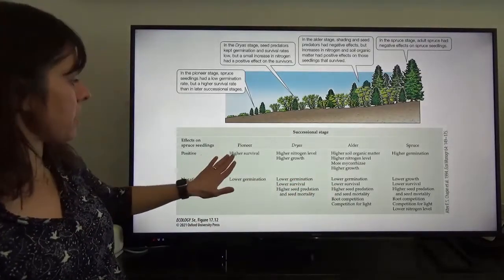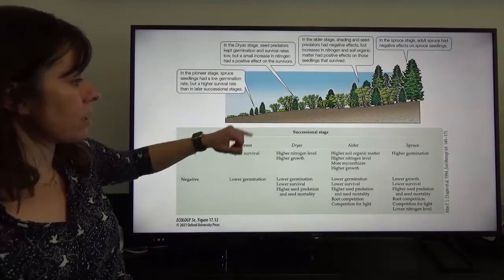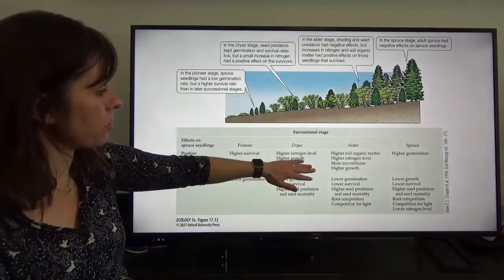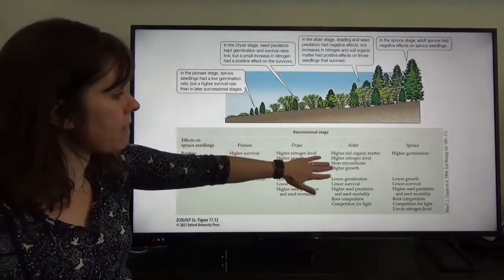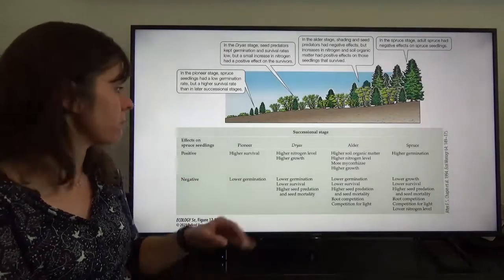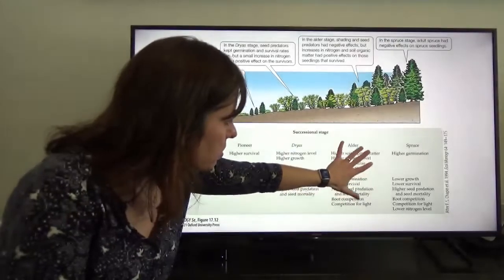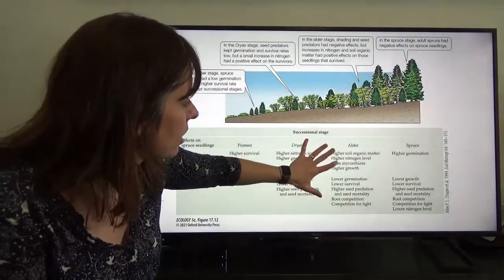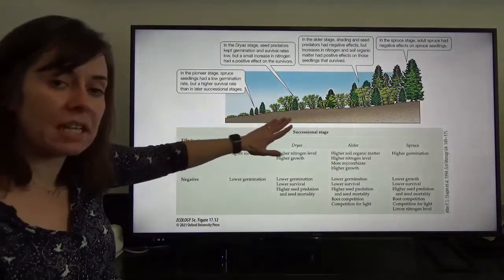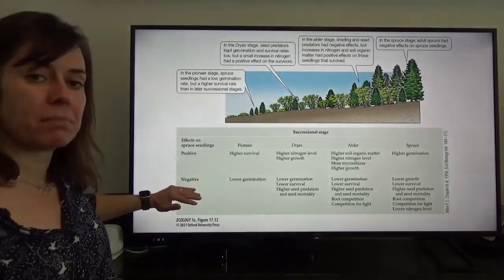But there are also some positives. If spruce seedlings did establish, they had higher survival here compared to any of the other categories. There are higher nitrogen levels and higher growth rates in Dryas and alder environments. Again, we have these nitrogen-fixing species that make these systems a little bit better than this one. So basically, you're able to take a look at all of these different mechanisms and see that across the board, there were some facilitation mechanisms at play and some inhibition mechanisms at play, all right?